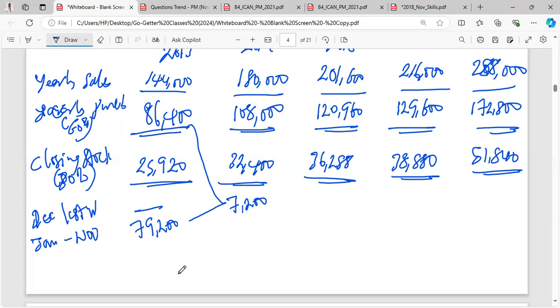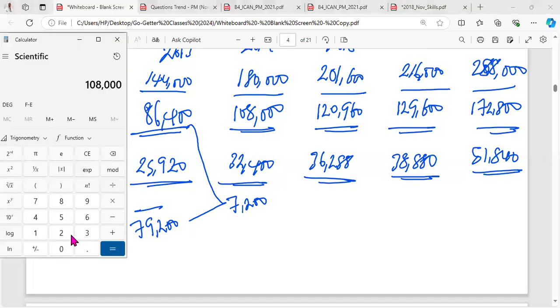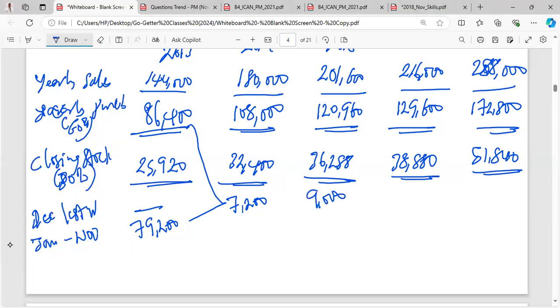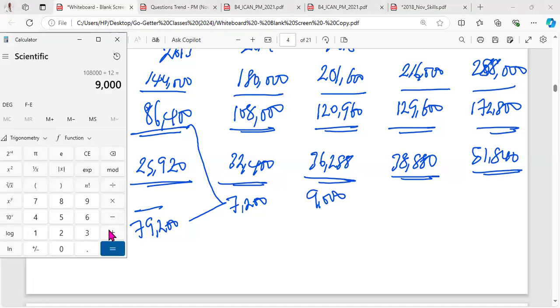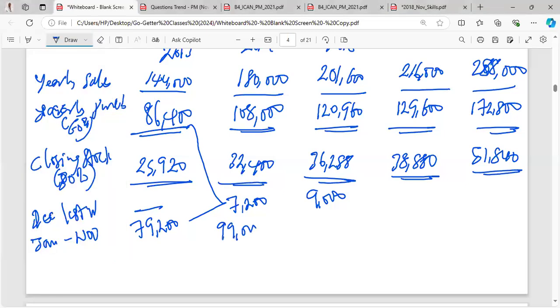Okay, so we take this now. 108,000, just divided by 12, 9,000 will be taken next year. If you just multiply this by 11, or if you just remove 9,000 from 108, it's the same thing. Either you multiply this by 11, which is 99, or if you remove it from 108, it's the same thing. So this is 99,000, 9,000 here.